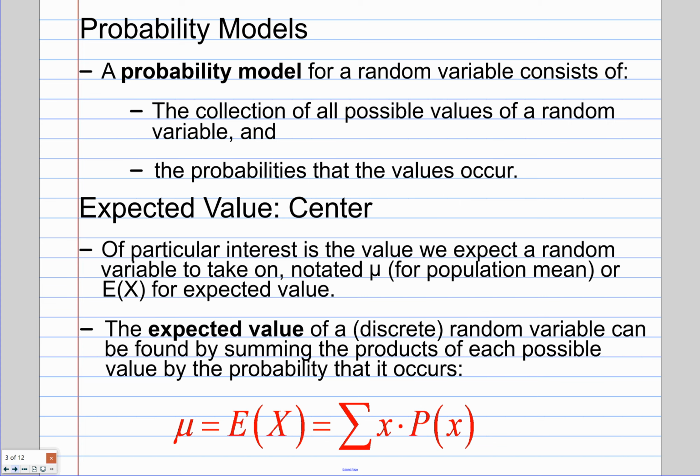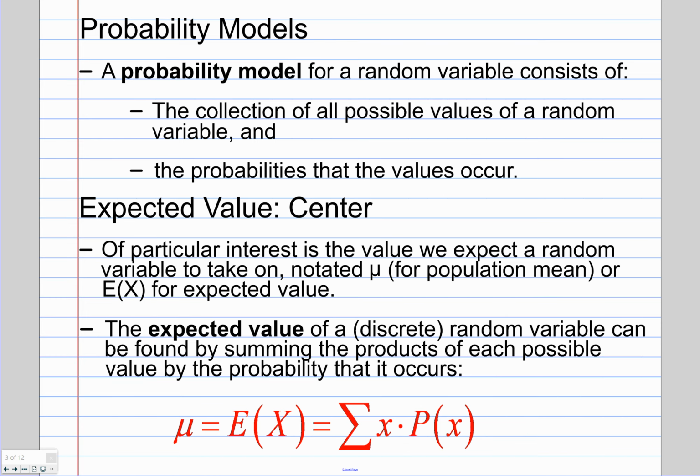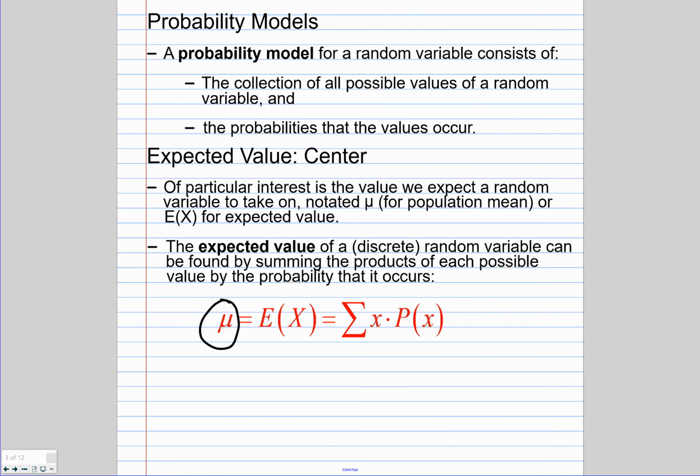Okay, now you should notice, down here at the bottom in this formula, you see this symbol. Does anybody remember what that symbol is? It's mu. Very good. What does mu mean? It's the mean. Mean. Right, tough crowd.